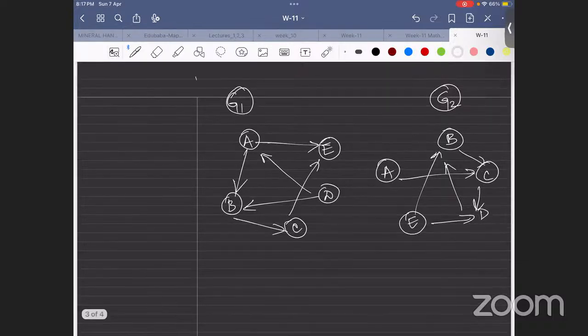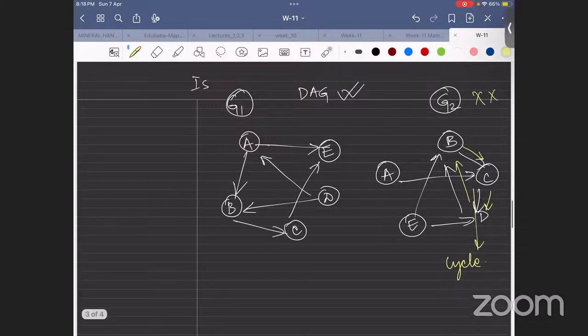Is G1 a DAG? Yes, sir, this is a DAG. And this one is not a DAG. You can see that B, C, D forms a cycle. Yeah, B, C, and D, this one, D to B. This is a cycle. That's why it's not a DAG.